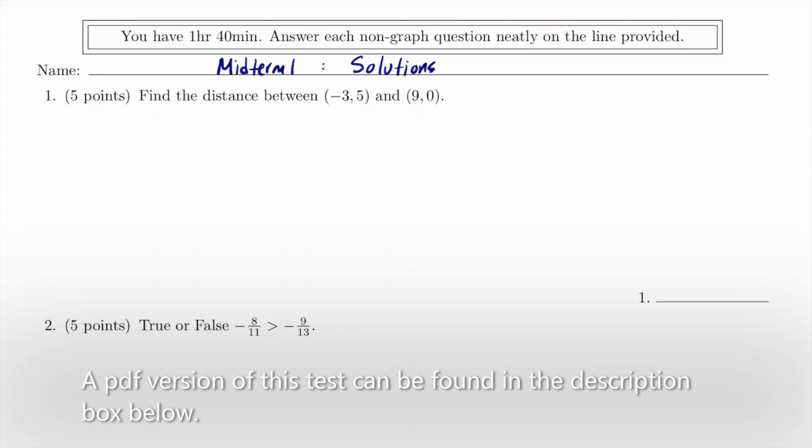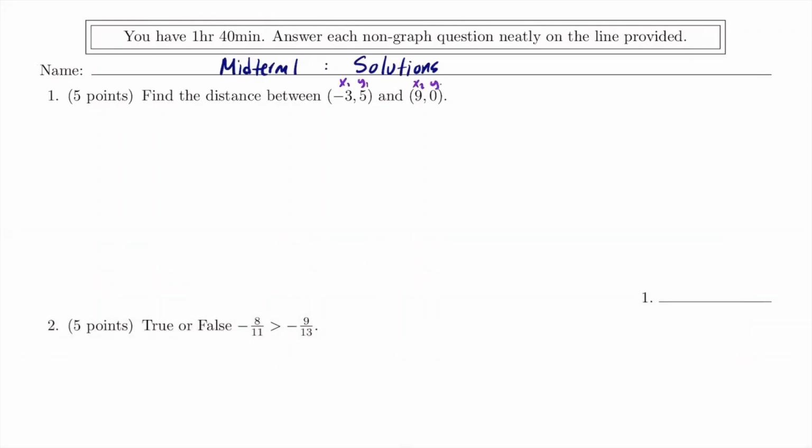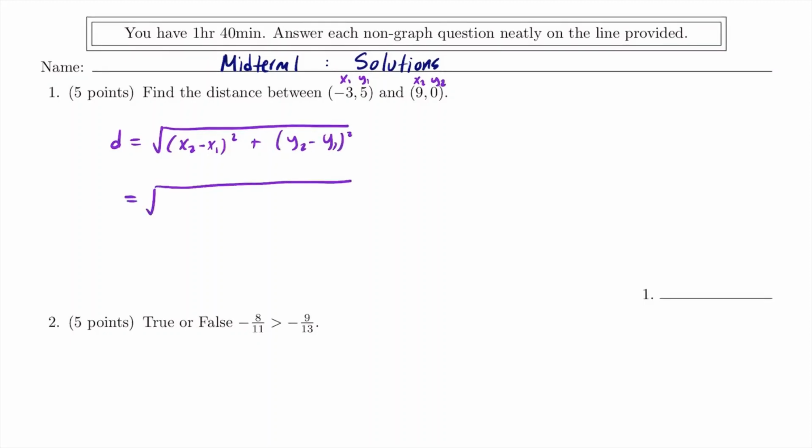So for the first problem, we're finding the distance between these 2 points. Let's label them. Let's call this one x1, y1. This is x2, y2. So the distance between any 2 points is given as the square root of x2 minus x1 squared plus y2 minus y1 squared. Let's go ahead and substitute our points. So we labeled x2 as 9. So this is 9 minus x1, that's -3, squared, plus y2, that's 0 minus 5 squared.